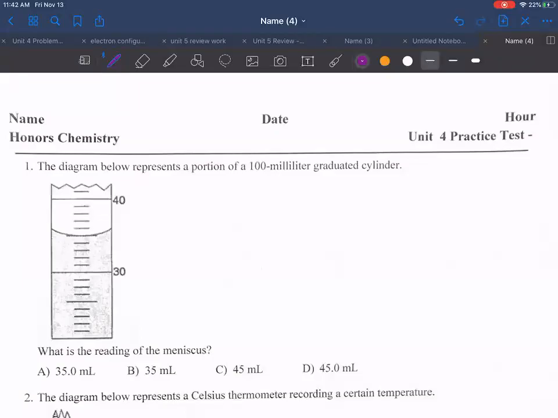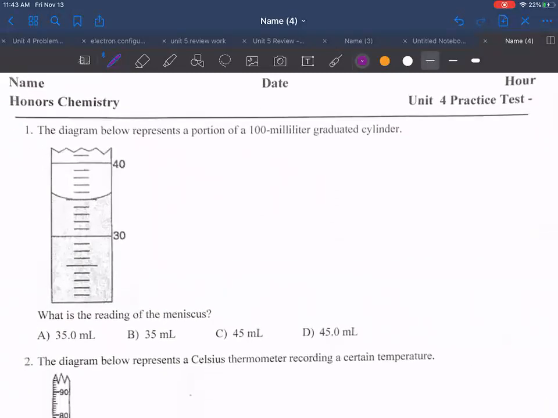Okay, so now I'm gonna go through the Unit 4 practice test. So starting with number 1, we are looking at a grad cylinder and we have to figure out what place we wanna read it to. The rule here is you figure out whatever your measurement tool goes to. In our case, each of these ticks represents a 1. So it measures to the 1's place.